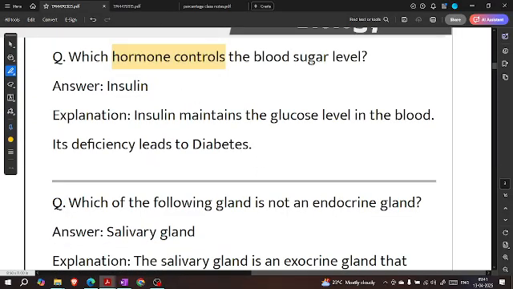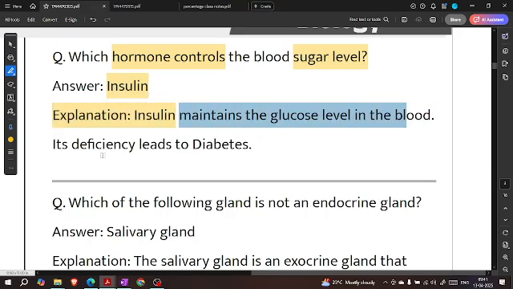Which hormone controls the blood sugar level? Insulin. Insulin maintains the sugar level in the blood. Its deficiency leads to diabetes.